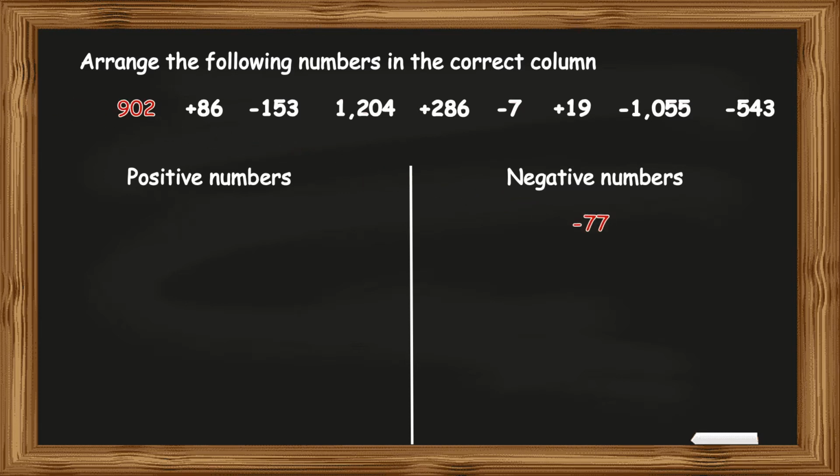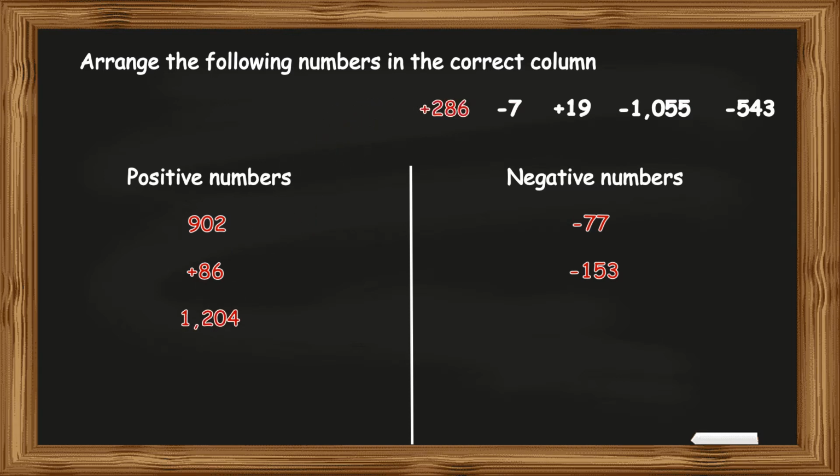902 does not have any sign, so it is a positive number. Plus 86 has a plus sign, so it is a positive number. Minus 153 is a negative number. 1204 does not have any sign before it, so it is a positive number. Plus 286 with a plus sign is a positive number.